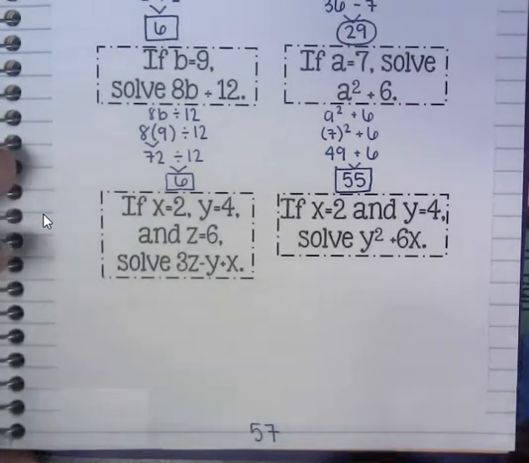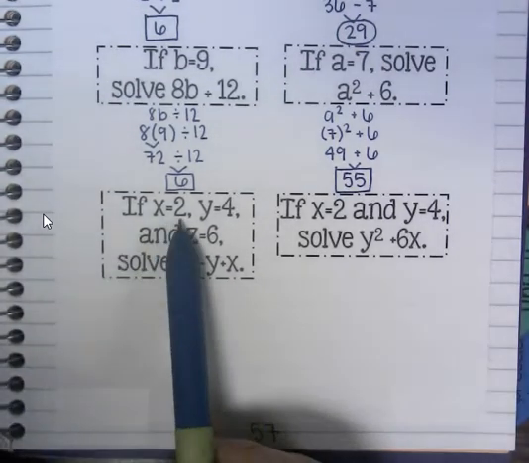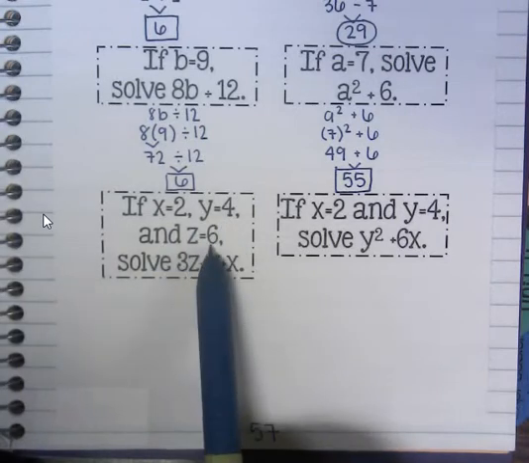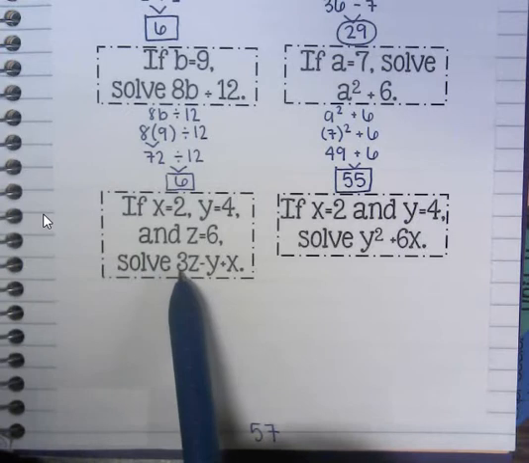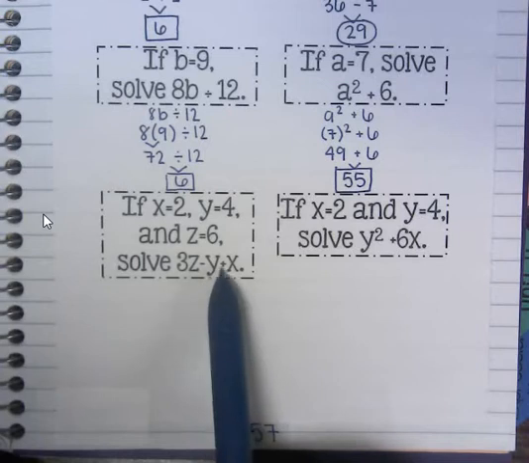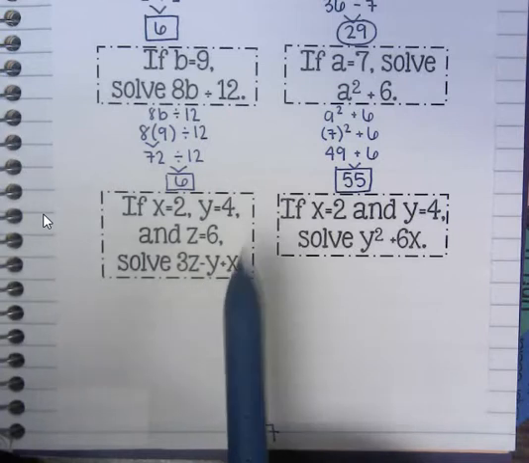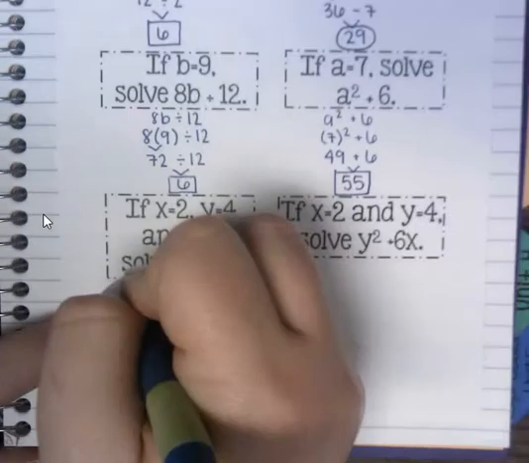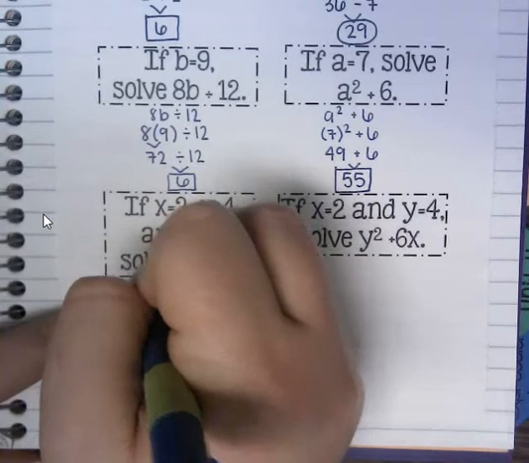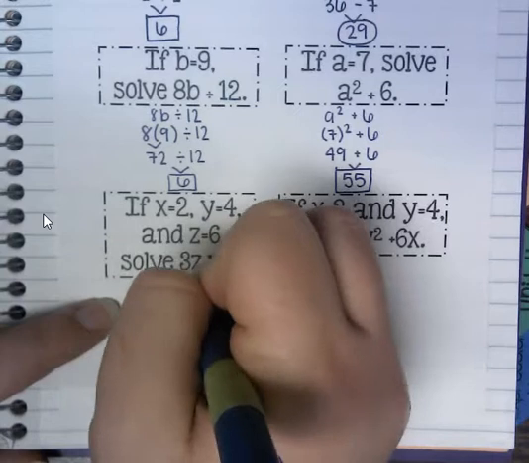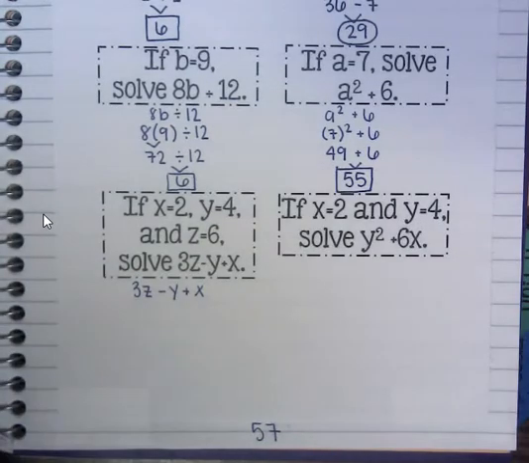Next, if x equals 2, y equals 4, and z equals 6, solve 3z minus y plus x. Okay, I'm going to rewrite it: 3z minus y plus x. Then I'm going to use substitution.